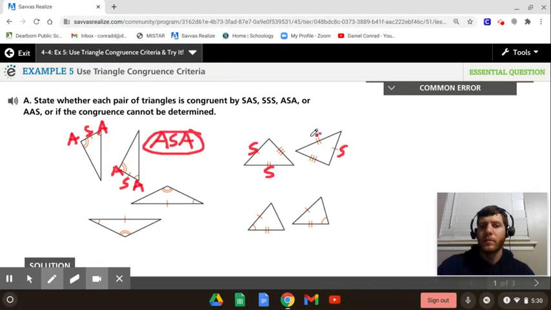Here's a second pair of sides. And then here's a third pair of sides that's congruent. They give us three pair of sides that are congruent. So that's side, side, side. And that tells us those two triangles are congruent.